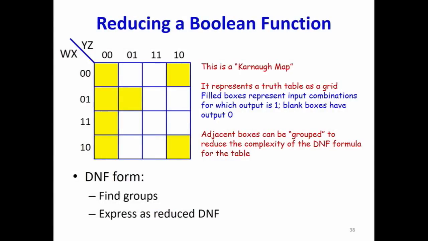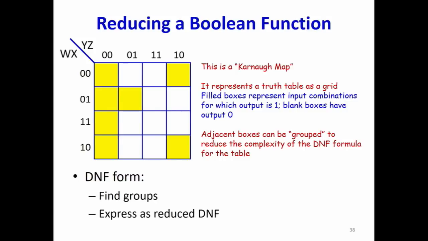A Karnaugh map is one where instead of just representing it as one table, I'm going to create a topological map, something of this kind. And so this is a truth table over 4 variables. The rows represent all combinations of 2 variables. The columns represent all combinations of the other 2 variables. So every box is a combination of 4 variables. If I highlight the box, that combination outputs 1. If I don't, that combination outputs 0. So this is a complete characterization of the function.